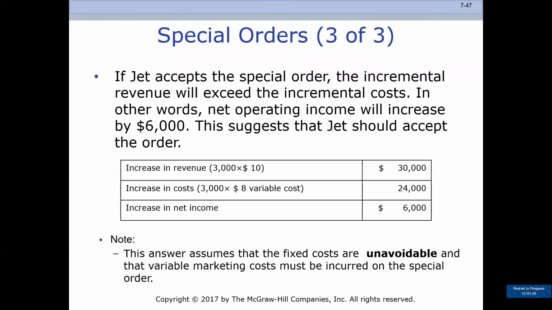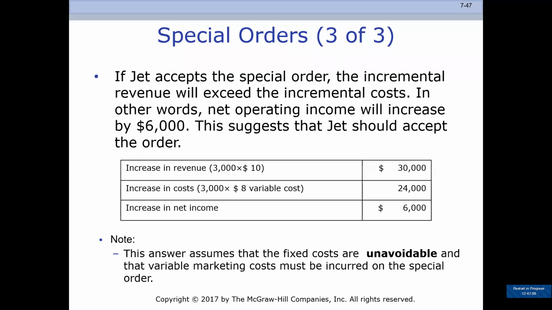Where did that come from? Where did the 3,000 come from? Where are you saying 3,000? That's how many units? Yeah, they're going to buy 3,000, right? They're operating at 50% capacity. They have the capacity to produce 10,000. They're only producing 5,000. This company wants to buy 3,000 more units, so now they're producing 8,000 instead of 5,000.